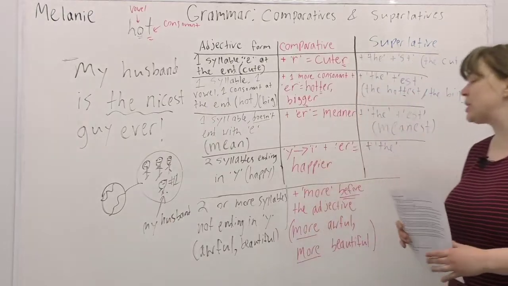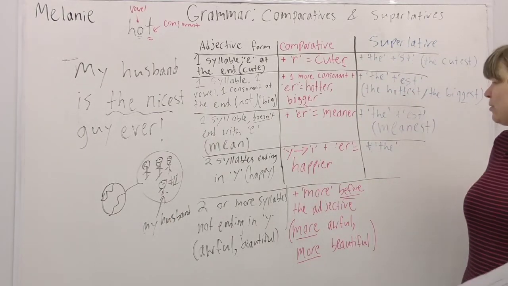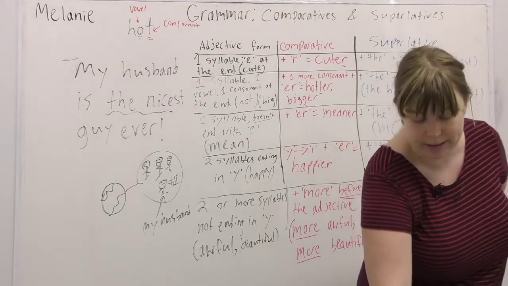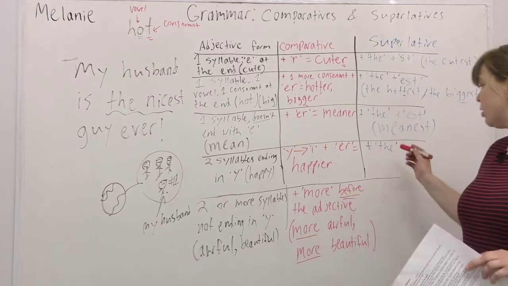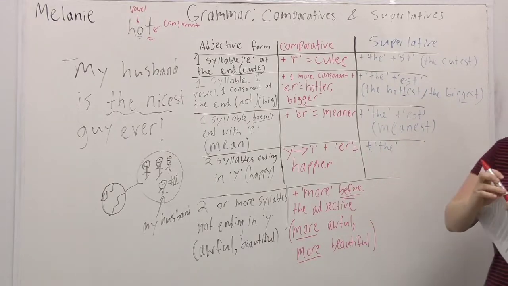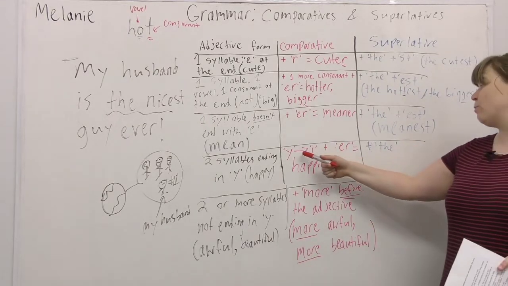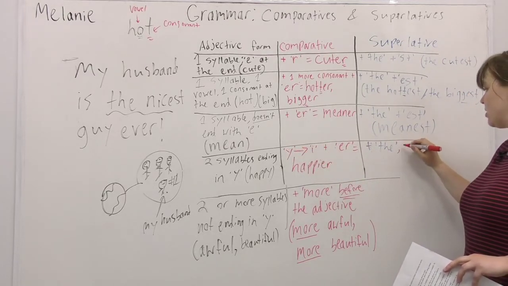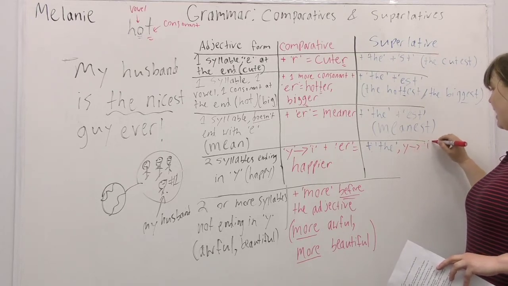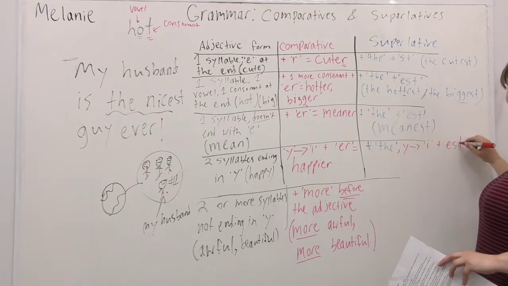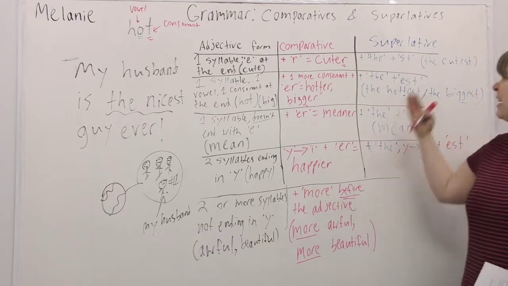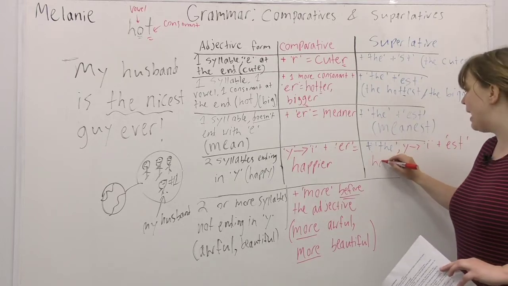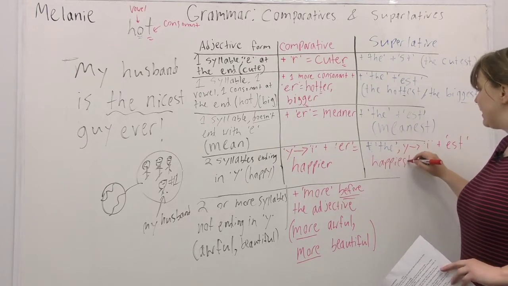Okay, almost done. 2 syllables ending in Y. So here, Y turns into I plus ER, happier. Okay, I'm going to go to red. So it's going to be kind of funky colored in here. Once again, we're going to take the Y and it's going to turn to I. So Y turns to I plus EST. All right, you're kind of getting the idea. The rules are pretty simple for this. So for example, happiest. Okay.